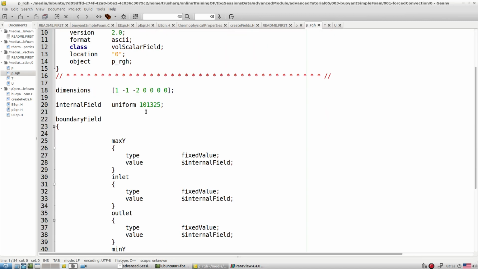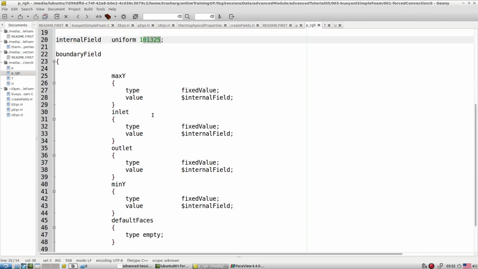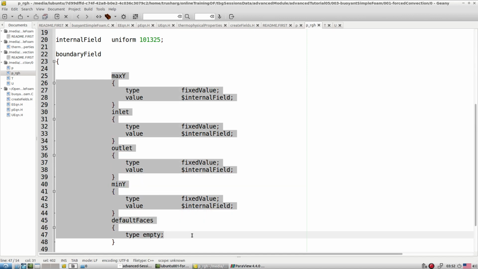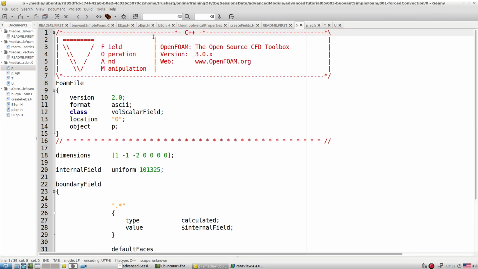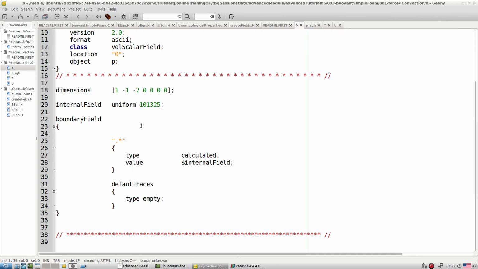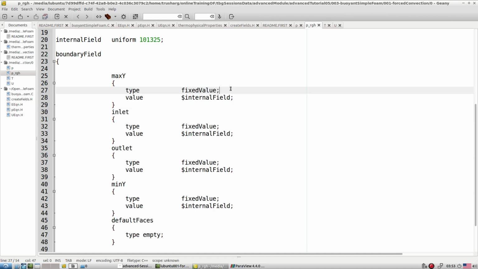Now pressure, we have 10325 and everything is going to be computed internally. Pressure the same way, 10325, everything is going to be computed internally. We need not specify any pressure condition because we're going to solve the equation of state to quantify the pressures. So that is the difference. We need not take into account any pressure boundary condition at present.